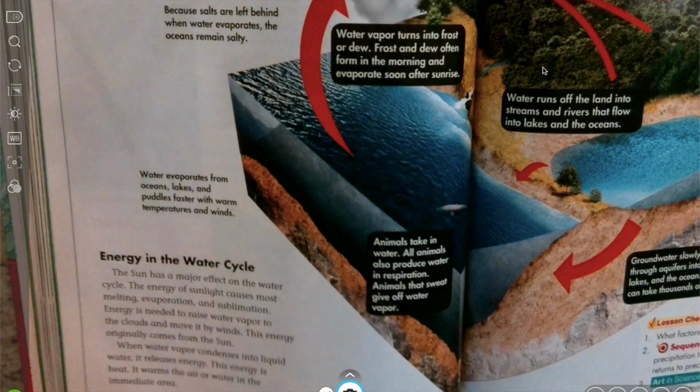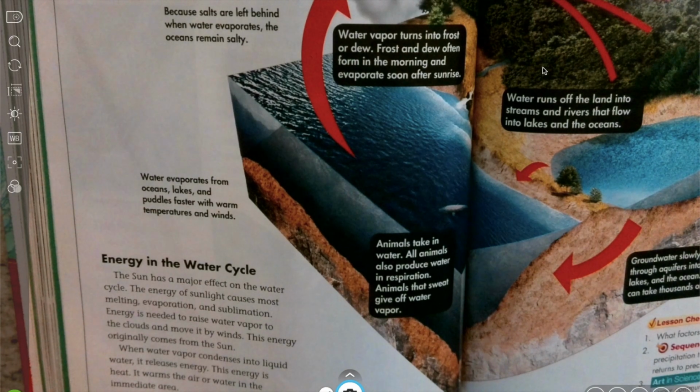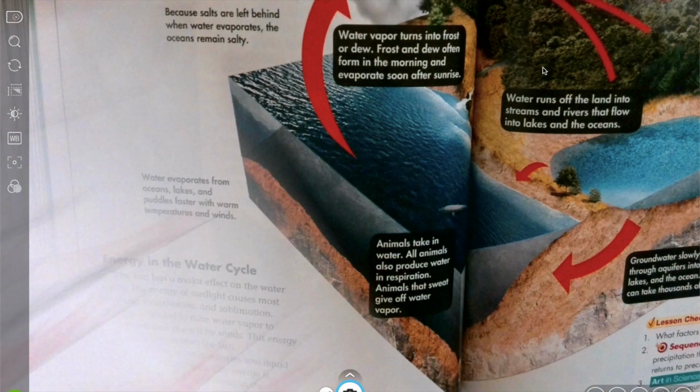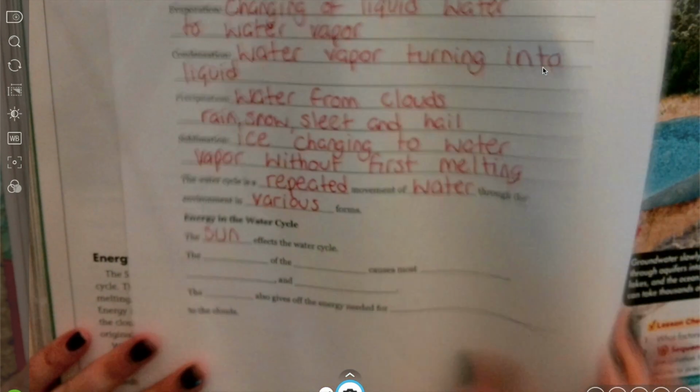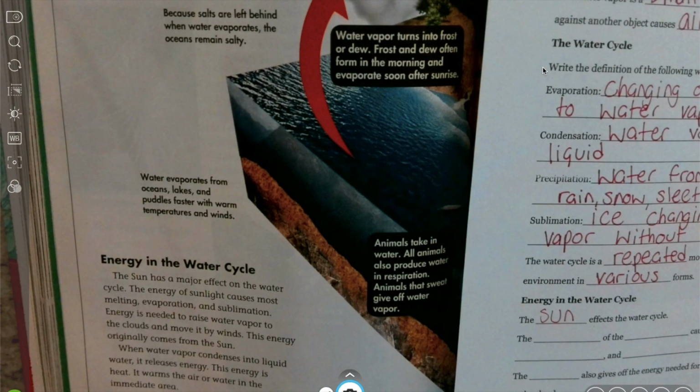The sun has a major effect on the water cycle. And right away, I want to write that down, that the sun affects the water cycle. The energy of sunlight causes most melting, evaporation, and sublimation. Energy is needed to raise water vapor to the clouds and move it by winds. The energy originally comes from the sun. When water vapor condenses into liquid water, it releases energy. This energy is heat. It warms the air or water in the immediate area.